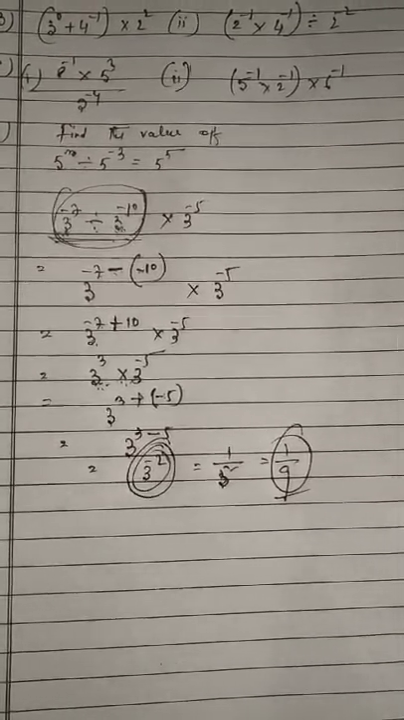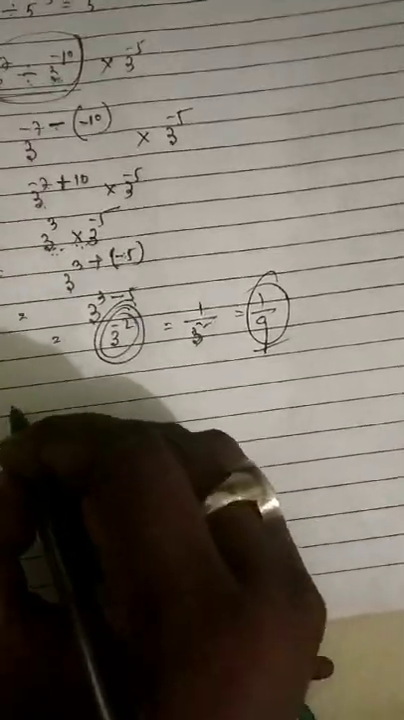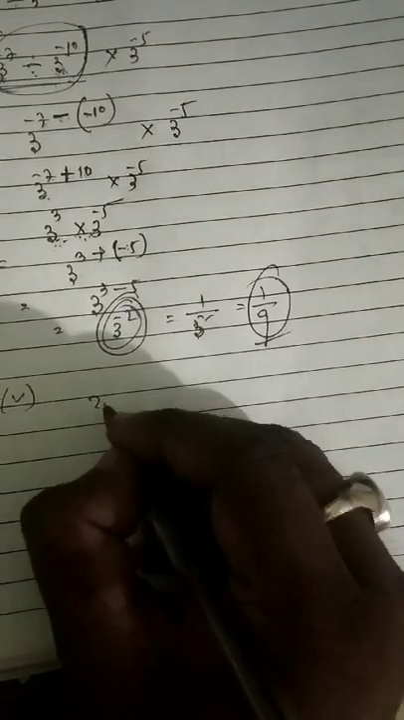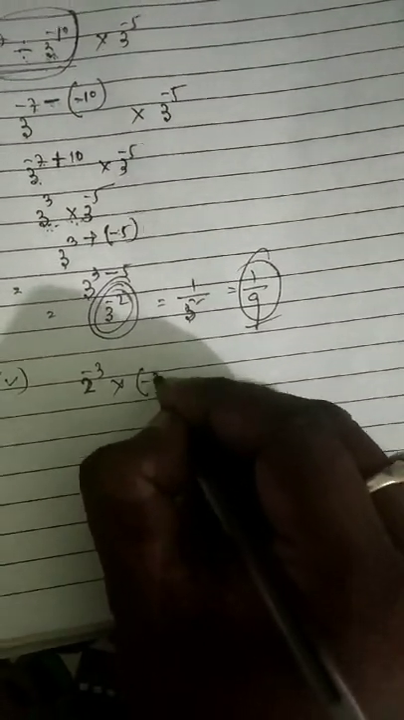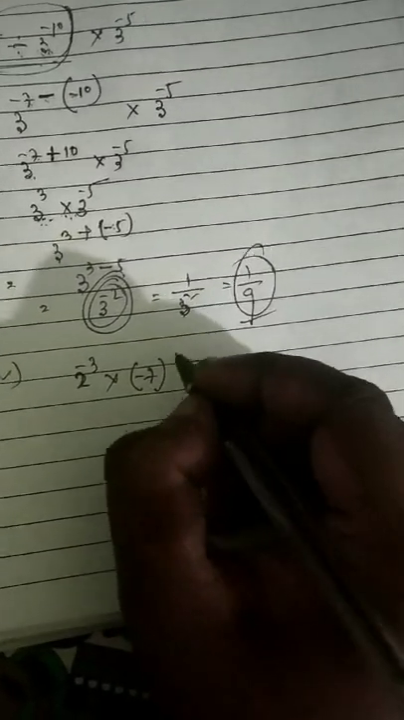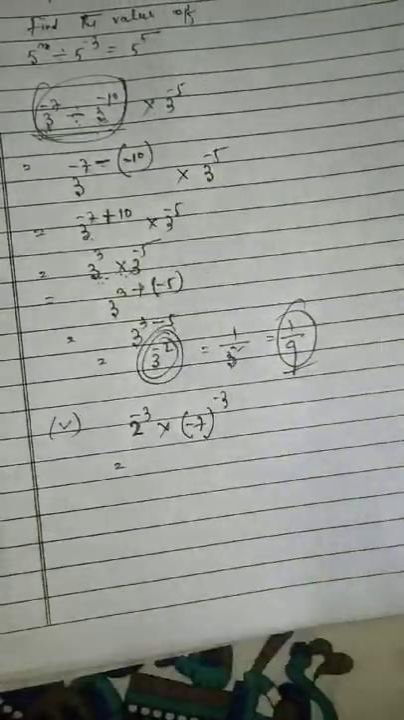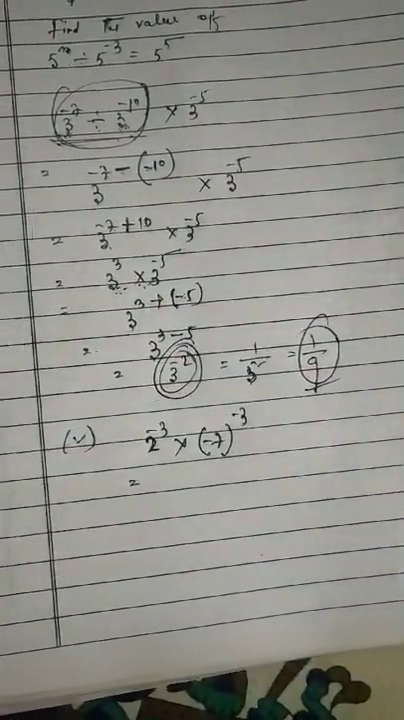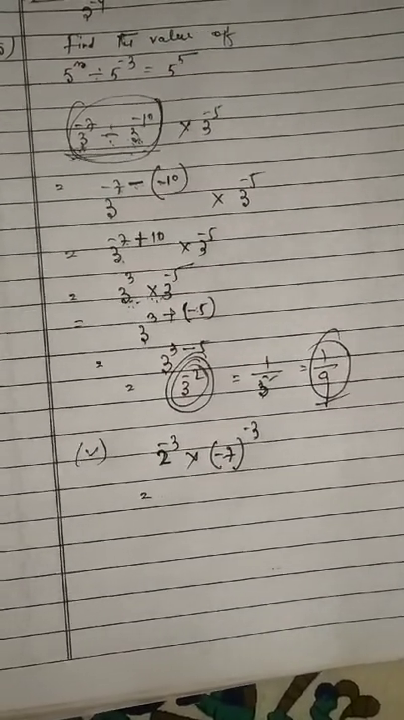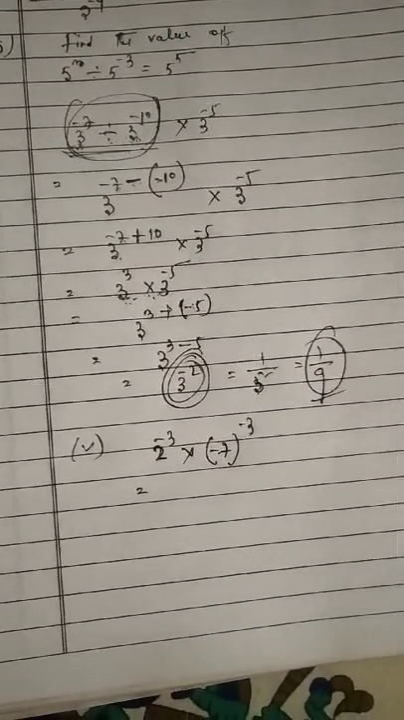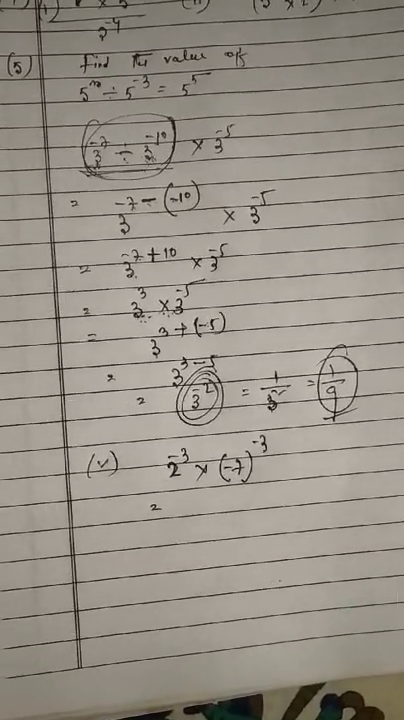So question number 5, what I've written over here, is 2 to the power minus 3 into minus 7, whole to the power minus 3. This is another kind of exponent. We have the question, that is 2 to the power minus 3 into minus 7 to the power minus 3.